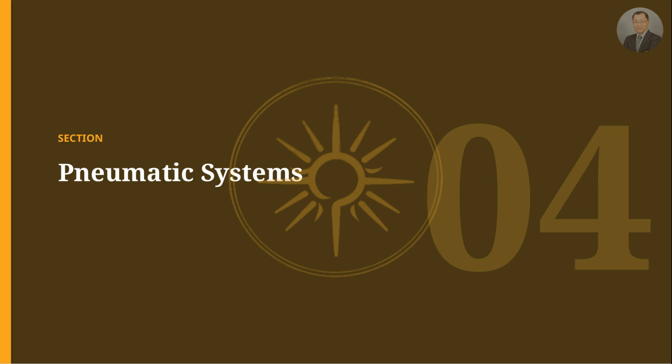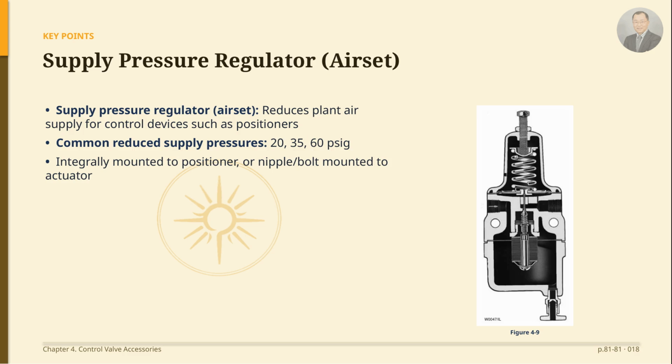Next, we turn to pneumatic systems. Supply pressure regulators, commonly called airsets, reduce the plant air supply pressure to a level suitable for positioners and other control equipment. Common reduced air supply pressures are 20, 35, and 60 psig. This regulator can be mounted integrally to the positioner, nipple-mounted, or bolted to the actuator.